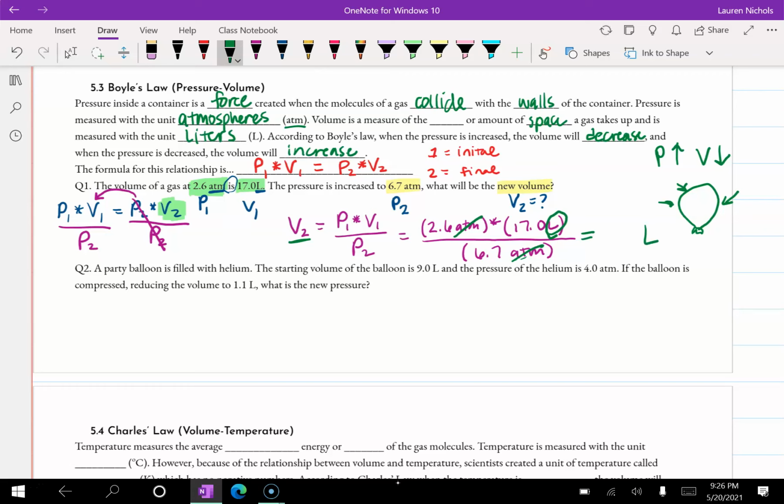And so what we'll do is we're going to multiply the two numbers at the top first. So 2.6 times 17.0, and that gives us 44.2. And then we divide by 6.7. And so that will give us 6.6 liters. So we can see it did indeed go down. So our volume decreased from 17.0 liters to 6.6 liters. And that is what V2 is equal to.